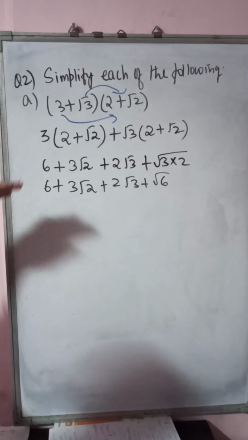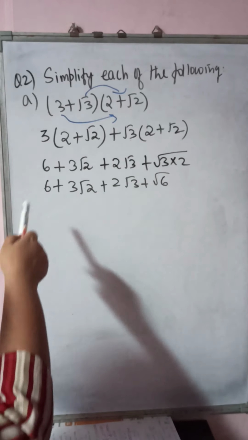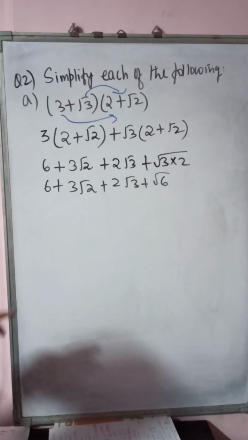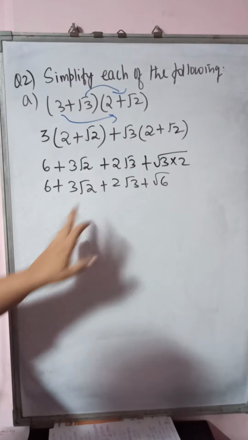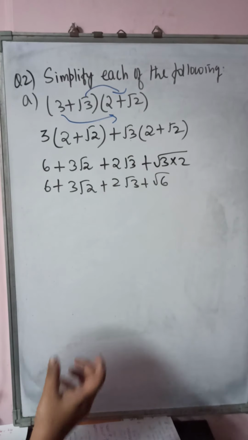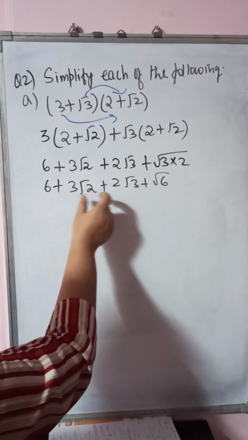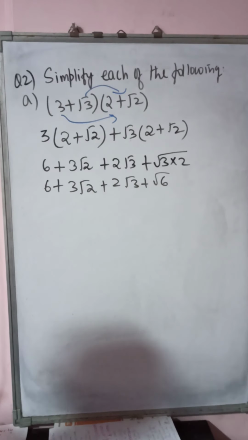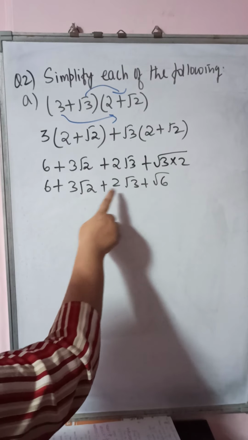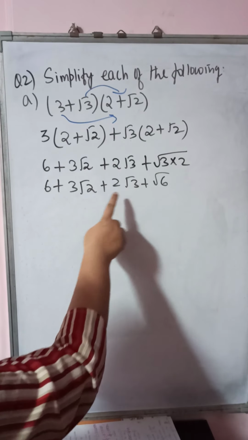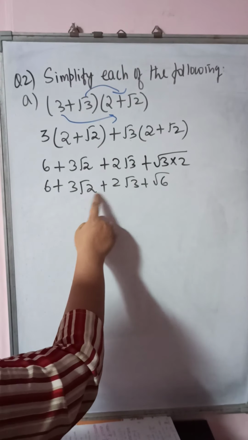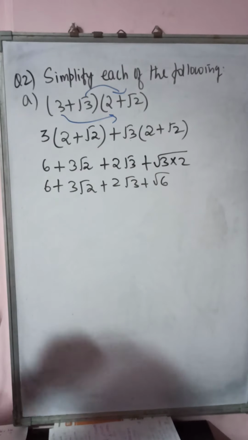Now when you are performing addition or subtraction of irrational numbers, you have to see that the number inside the root should be the same. Suppose you doubt whether we can add 3 root 2 plus 2 root 3. You cannot add, because here the number inside the root is 2 and here it is 3. So to add or subtract, there should be the same number inside the root. So this is the final answer.